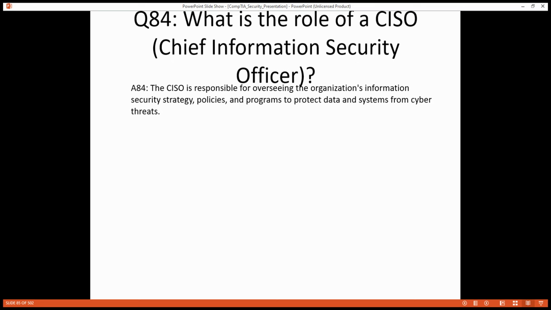Q84. What is the role of a CISO, Chief Information Security Officer? A84. The CISO is responsible for overseeing the organization's information security strategy, policies, and programs to protect data and systems from cyber threats.